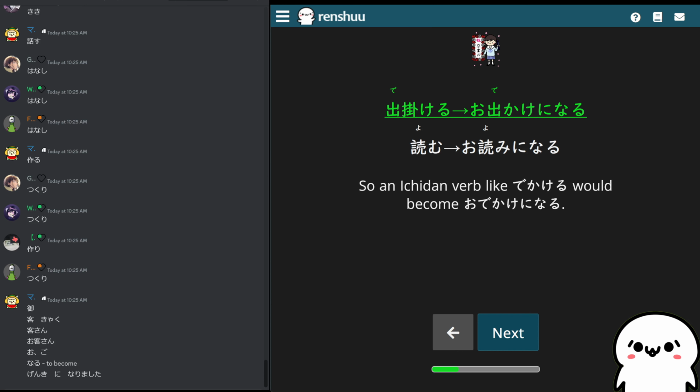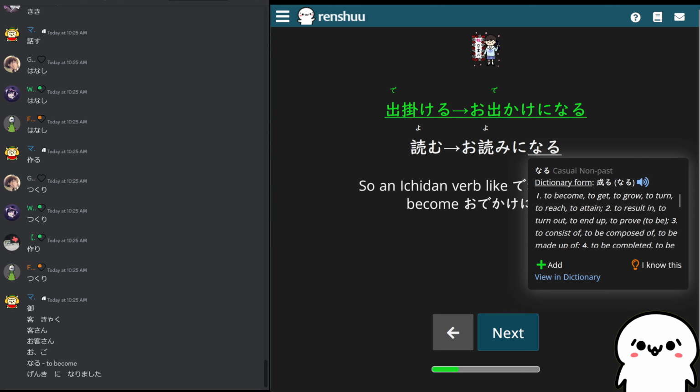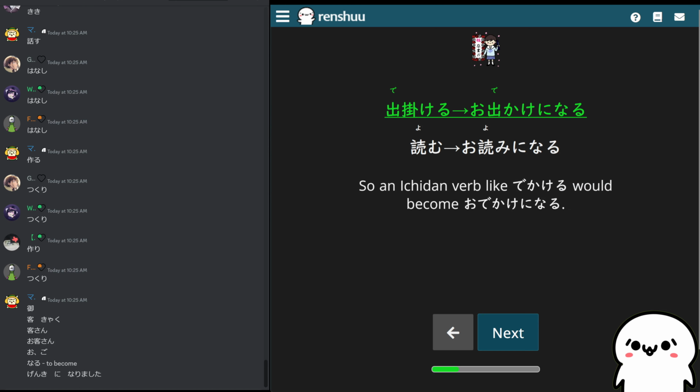So if you want to think of it in a really literal way, this formation we're talking about is almost like they became the state of leaving or reading or whatever. So if we have dekakeru, to head out, it would be odekake ni naru. If we had yomu, it would be oyomi ni naru.